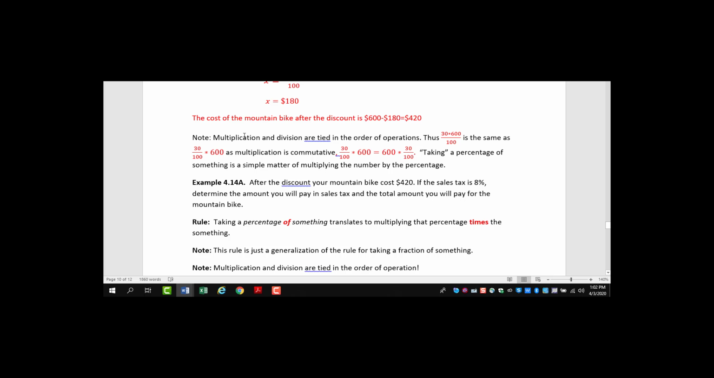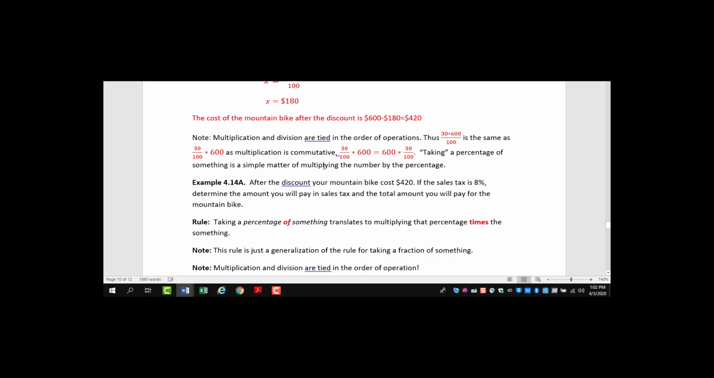This is going to be just an important note. Multiplication and division are tied in the order of operations. That's why it's please excuse my dear Aunt Sally. So 30 times 600, divided by 100 is the same as 30 divided by 100 times 600. As multiplication is commutative, 30 over 100 times 600 is the same thing as 600 times 30 over 100. Therefore, taking the percentage of something is just a matter of multiplying that number by the percentage.